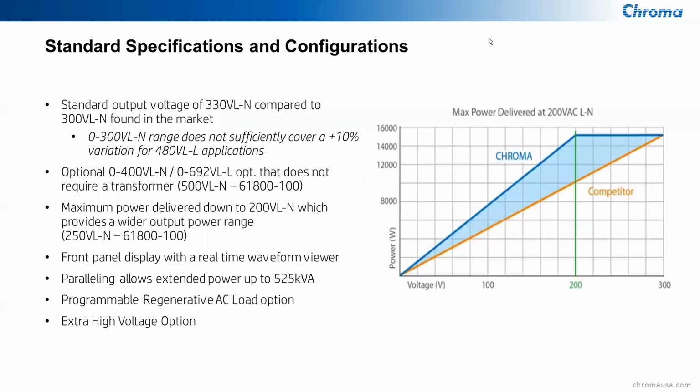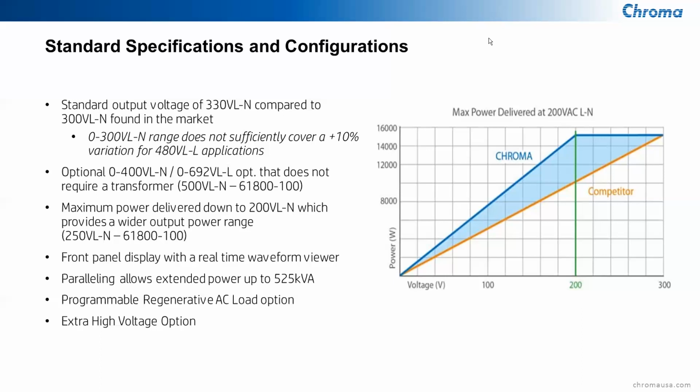Because of the 330 volt line to neutral standard product that we offer, it gets you well above the typical units out on the market that go to 300 volts. The reason we do that is that when you're testing a 480 volt device and you need to test it at 10% power, it requires that you go to a higher line to line voltage. 330 volt line to neutral is going to get you that higher line voltage that you need to test the upper end of the 480 volt range. 400 volt, as we mentioned, is another option.